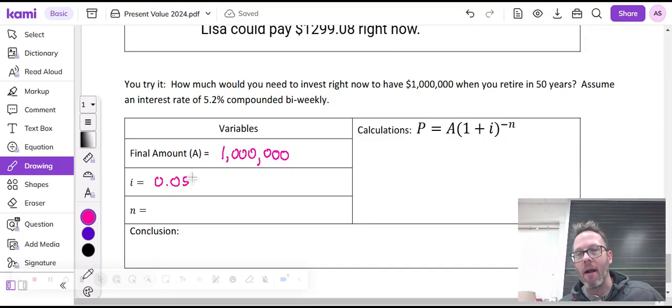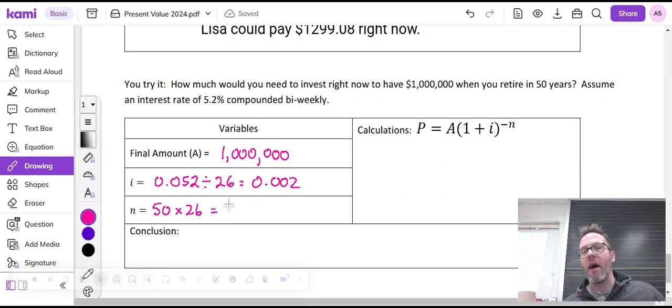5.2% compounded bi-weekly. Don't think we did a bi-weekly problem today, so that's 26 times a year. 0.002. 50 years bi-weekly, that is 1,300, question mark. It's late in the day. It is 1,300. All right, so what would you need to save up?